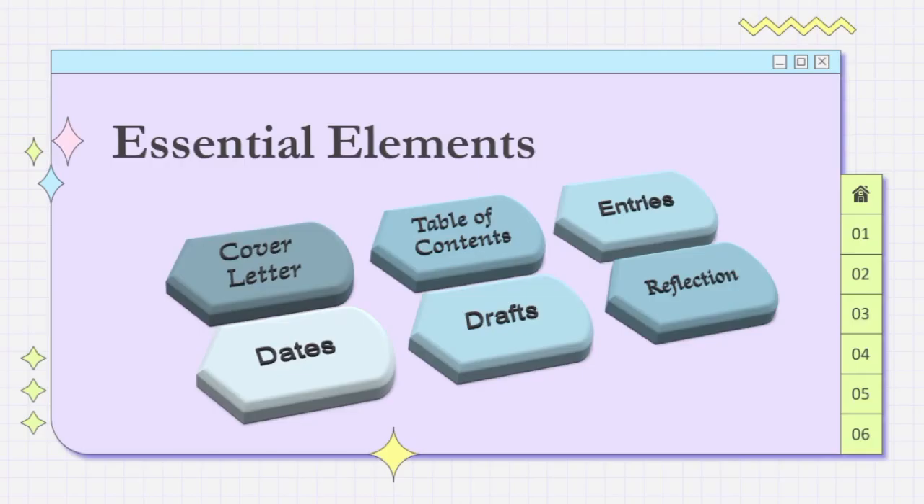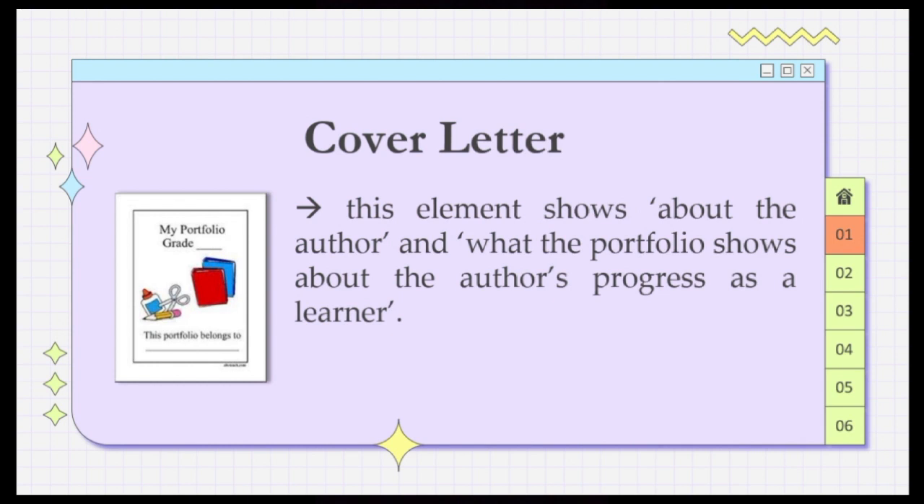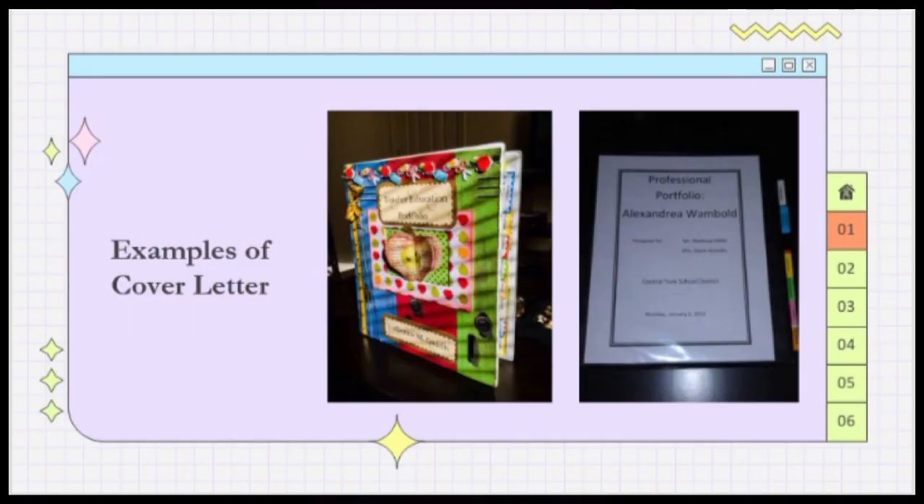Now, let me introduce to you the 6 essential elements of portfolio. We have the cover letter, table of contents, entries, dates, drafts, and reflection. Let us first discuss the cover letter. This element tells about the author of the portfolio and what the portfolio shows about the author's progress as a learner. It summarizes the evidence of the student's learning and progress. Here is an example of a cover letter.